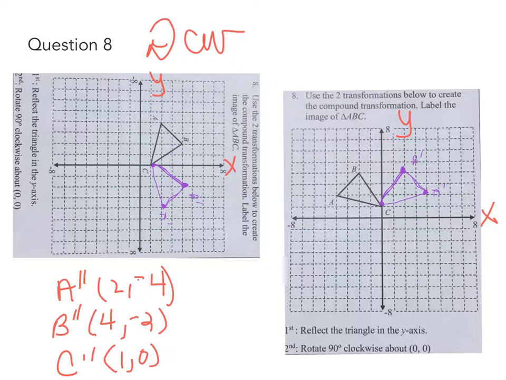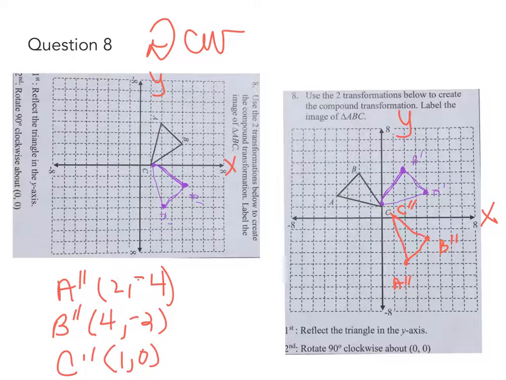All right, so then when we go to graph this over here, we're just going to plot those points at those coordinates. So this will be C double prime at 1, 0. A double prime, we said, is at 2, -4. So it should be right there. And B double prime at 4, -2. And then our last step is to just connect those points. Well, I'm having a hard time.